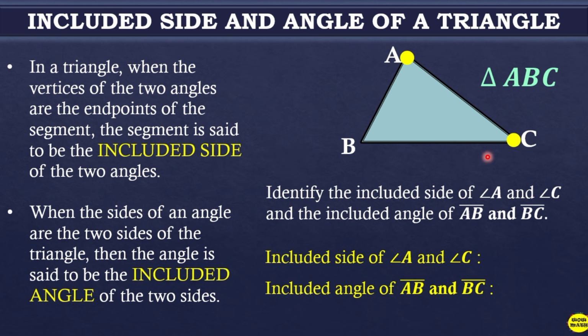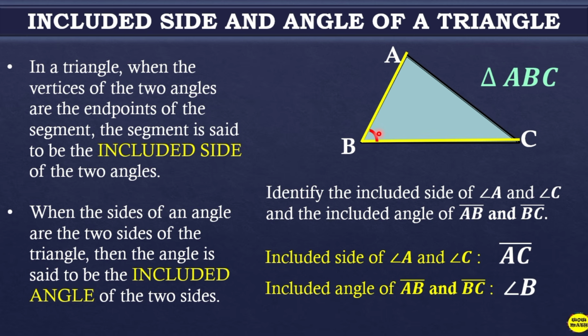Okay. So, from these two endpoints, alin dito yung meron si angle A and angle C. So, ito po siya. Okay? It contains angle A and angle C. So, therefore, ang included side natin dito is segment AC. Okay, next. Included angle naman. So, i-highlight muna natin si segment AB and si segment BC. So, ano yung included angle nila? Ano yung angle na nabuo from these two sides? So, we have angle B. So, therefore, this is angle B.